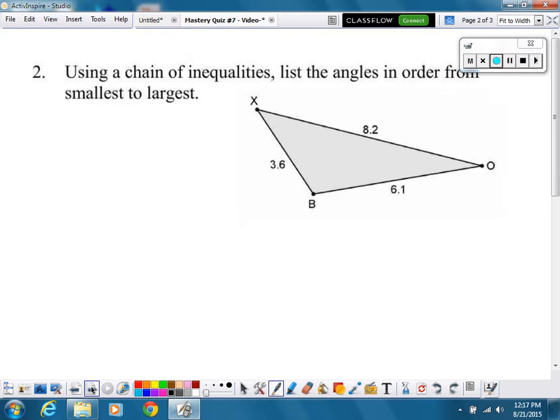Question number 2. Similar question, only this time we're going to identify the angles this time from smallest to biggest. Same reasoning going on here. Smallest side means the opposite angle would be the smallest angle, and over here at our picture you can see that our smallest side is 3.6, making angle O our smallest angle.